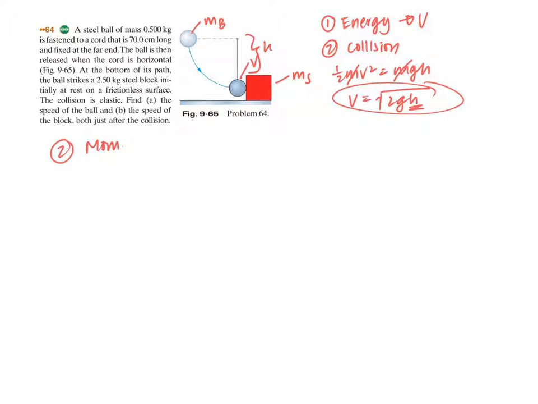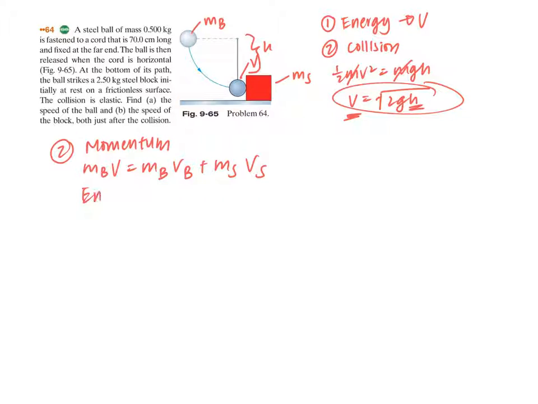And then for the collision, we're going to set up two equations. The first one being momentum. So the initial momentum is going to be the mass of the ball times this v that we found, equals the mass of the ball times its new velocity plus the mass of the steel box times its new velocity.